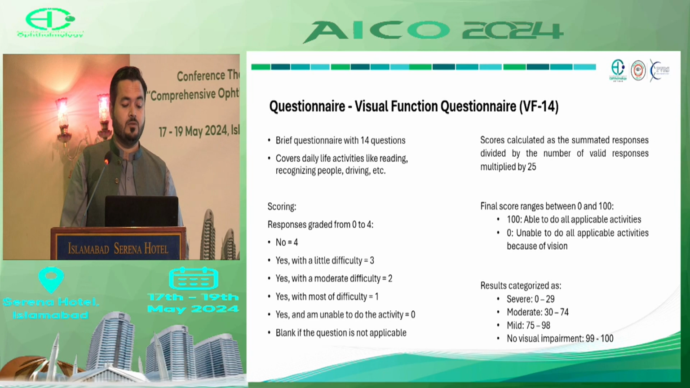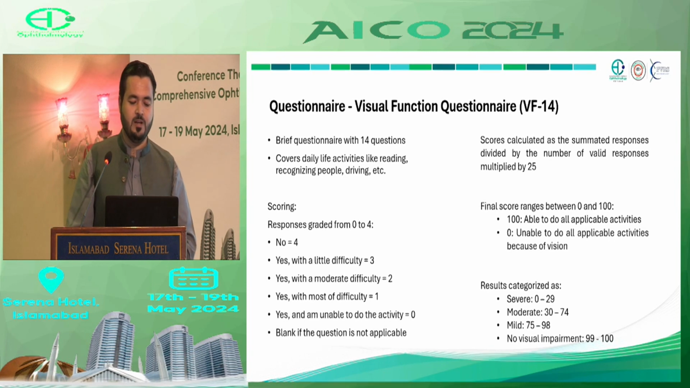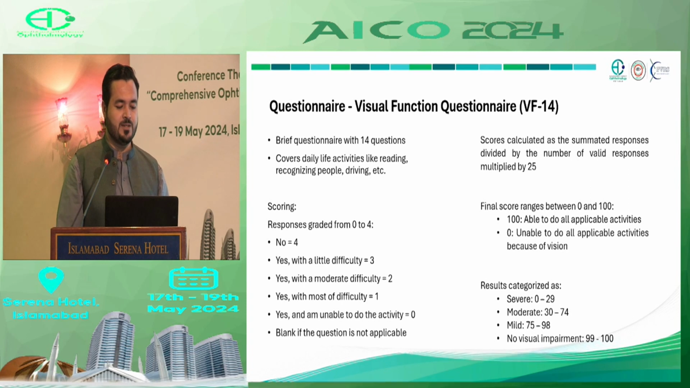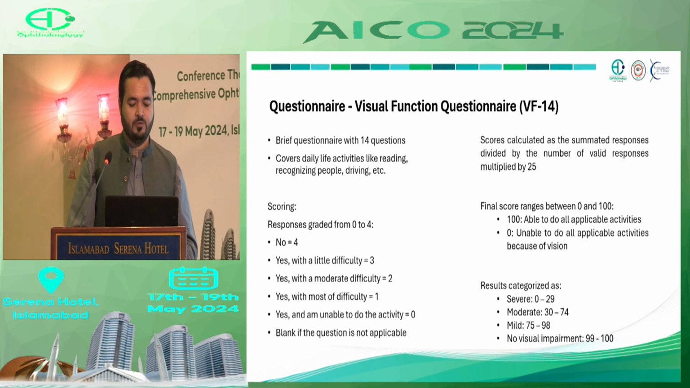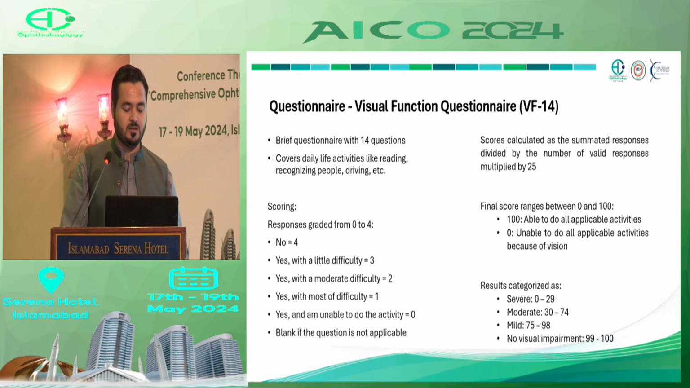We used the visual function questionnaire VF-14 in the study. It is a brief questionnaire with 14 questions, covering daily life activities like reading, recognizing people, driving, etc. Scoring responses were graded from 0 to 4. Those who have no difficulty were graded as 4, and yes with a little difficulty was scored as 3. Yes with moderate difficulty was 2, and yes with most difficulty was 1. Yes and unable to do the activity was graded as 0. It was marked blank if the question is not applicable.